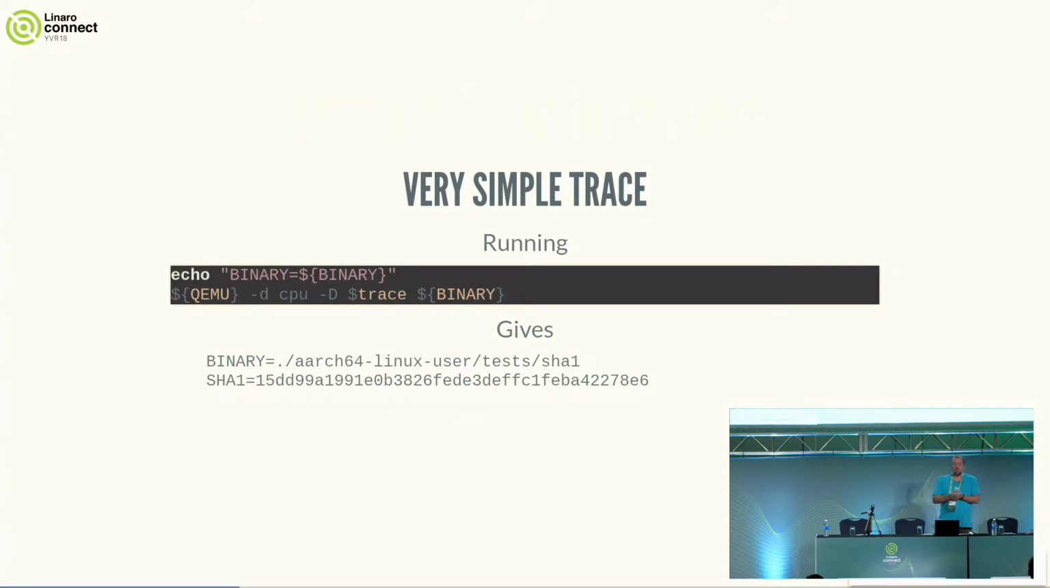So here we've got an example trace. The binary is one of our test binaries that we run just to verify that the TCG is working properly, and it simply computes a SHA-1. It's a nice simple binary, but it's a good test case to make sure all your logic instructions are doing what you expect. So the little d, -d cpu, is telling it to dump the CPU state, and the capital D is telling it what file we want it to go into.